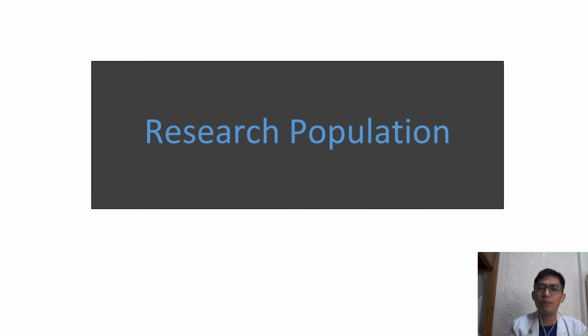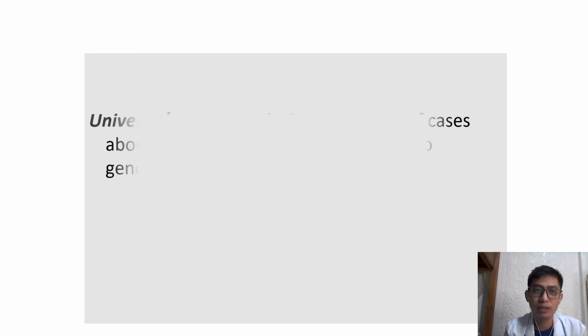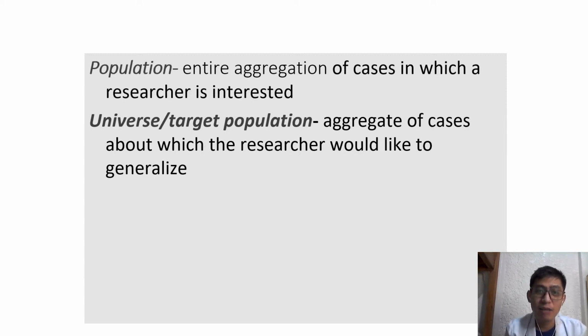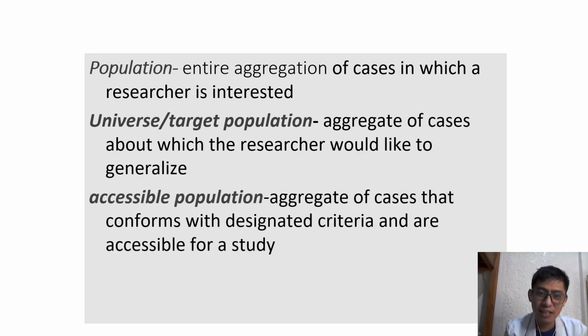What is research population? Universe or target population is the aggregate of cases about which the researcher would like to generalize. Population is the entire aggregation of cases in which a researcher is interested. Accessible population is the aggregate of cases that conform to designated criteria and are accessible for the study.